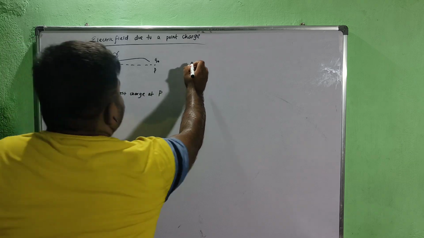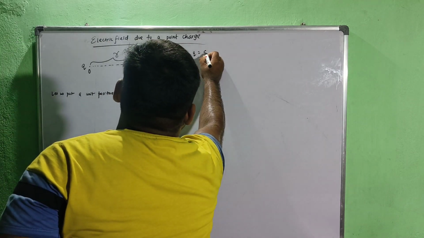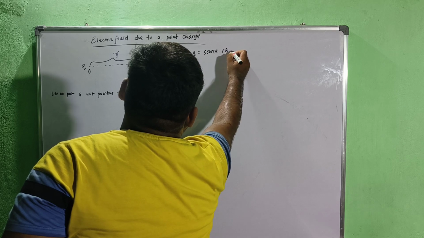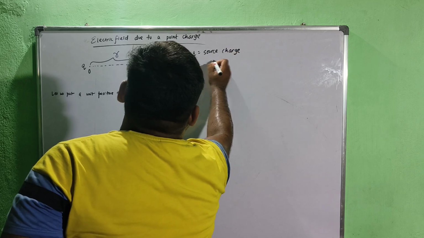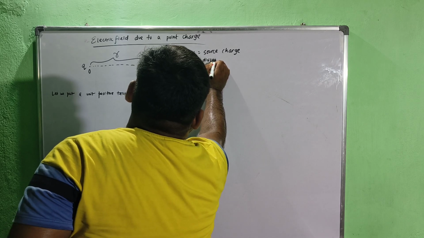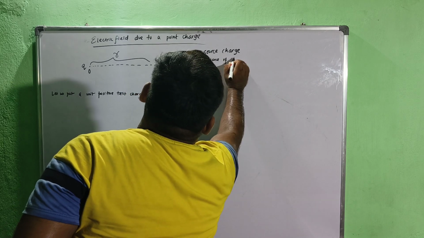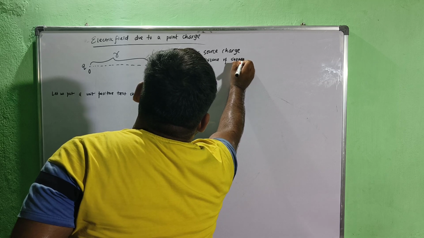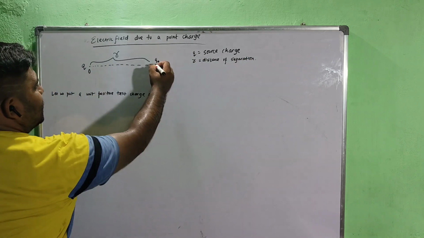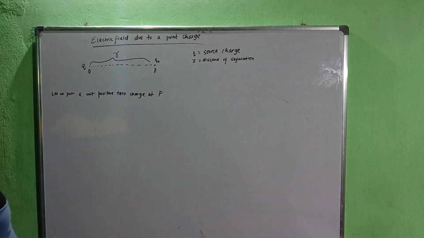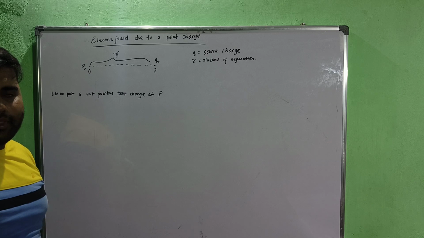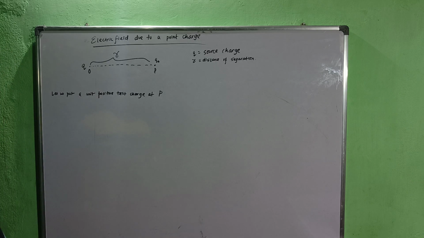Q is your source charge, whose electric field you are going to calculate, r is the distance of separation, and P is that point where you want to calculate that electric field. So you decide to put a unit positive test charge at P.